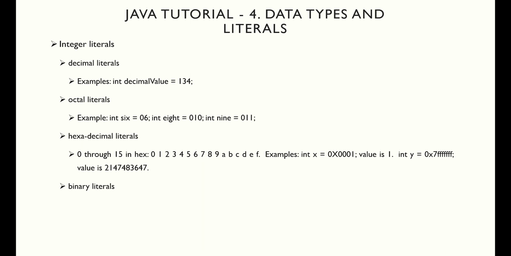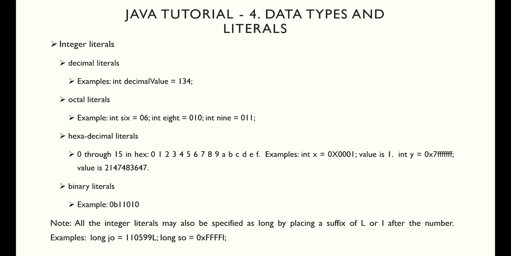Binary literals. Binary is base 2, whose digits consist of the numbers 0 and 1. You can create binary literals in Java 7 and later. Prefix 0b represents the binary system. Example. Note: all the integer literals may also be specified as long by placing a suffix of capital L or small l after the number.